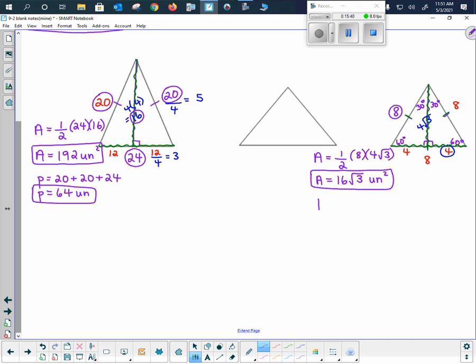All right, perimeter. Well, the easiest way to do perimeter is I've got 3 sides. I like to put the number in front, and they're all a length of 8. So 3 times 8 is 24 units.